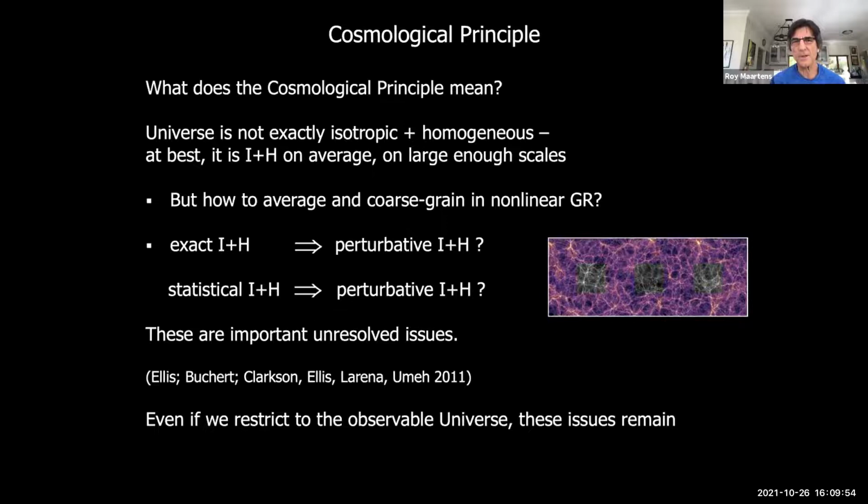These fundamental questions are unresolved and they remain important, but we kind of just have to bypass them and work with what we have, in the style of Alexei Starobinsky's approach, I think, and I support that. So the people who have gone into these issues of averaging in GR include principally George Ellis, Thomas Buchert, and others, including Chris Clarkson, who will be speaking later. I suppose I could say in summary, even if we restrict ourselves to the observable universe, and as Alexei Starobinsky was saying yesterday, these issues do not go away, they remain.